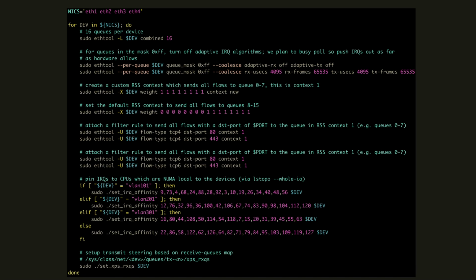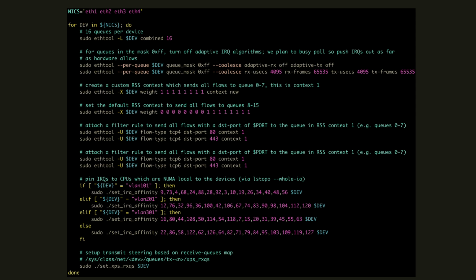And the idea here is we create one custom RSS context, which reserves a set of queues just for the traffic we care about, like traffic on port 80 and 443. And you can see sort of partway down, I'm using a feature that was added by the Mellanox 5 folks. So thanks a lot to the Mellanox folks for doing this.